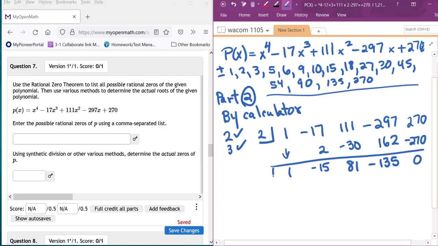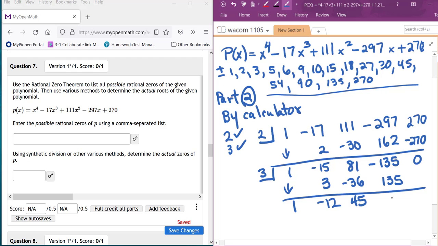Right. Then we divide into that line with a 3. So we have 1 times 3 is 3, negative 12. Negative 12 times 3 is negative 36. 81 minus 36, 45. 45 times 3, 135. And that combined with negative 135 gives you 0. So this is the quadratic you want to solve.